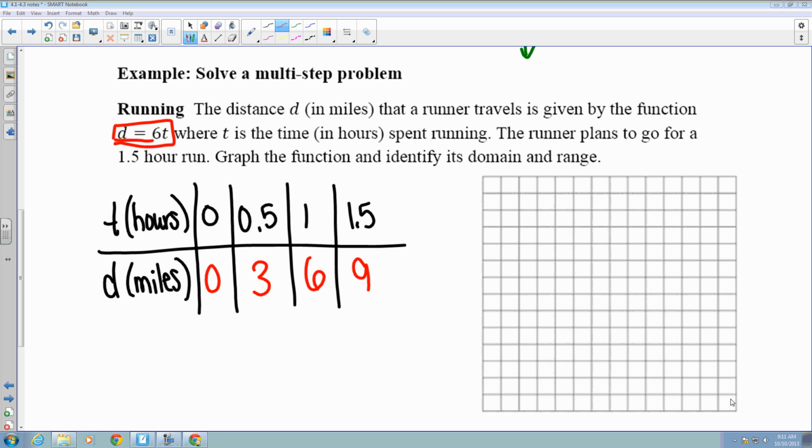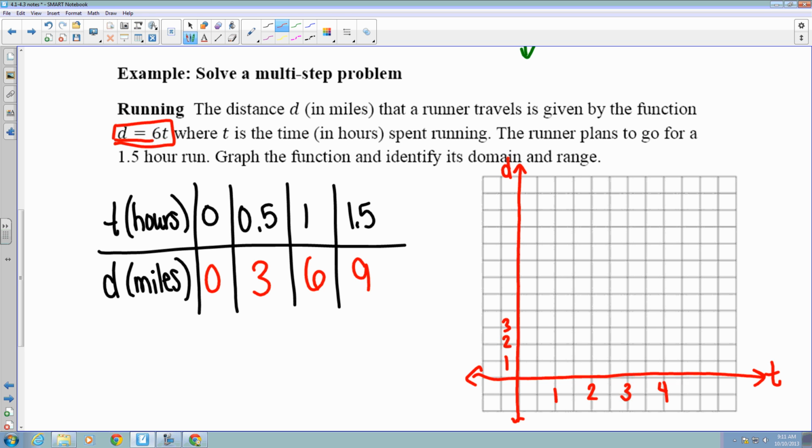graph this one. Again, we have to pay attention to our axes and where those should be. This is our d-axis in this case. And again, our t-axis is only positive, 0 to 1.5. So I'm probably going to make 2 boxes represent one whole in this case. 1, 2, 3, 4. Because if we just used each box representing 1, this would be a really tiny graph on this coordinate plane. And then we'd go by ones on the vertical axis.